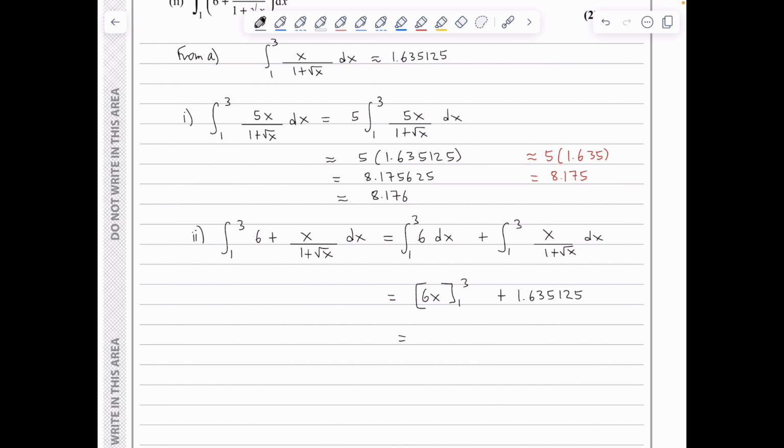1.635125. So this is giving me 6 times 3 minus 6 times 1, I'm substituting the limits, plus 1.635125, giving an answer of 13.635125. Rounded to 3 decimal places, it's giving me 13.635.